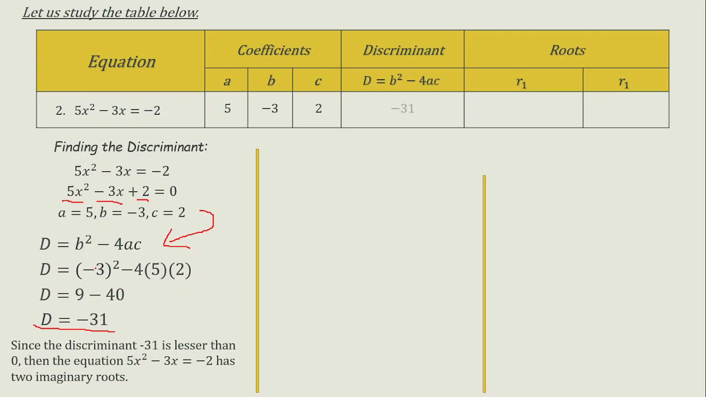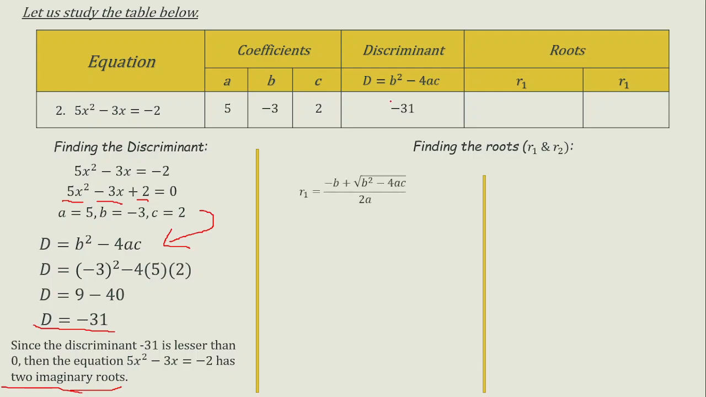So isulat na natin siya sa table. Then here is the conclusion regarding the predicted, let's say the assumed nature of the roots. So since the discriminant, negative 31, is lesser than 0, then the equation 5x squared minus 3x equals to negative 2 has two imaginary roots. So it means yung roots na makukuha natin class are imaginary lang. So let's check kung totoo nga ba. So let's find the roots of the equation, r1 and r2.